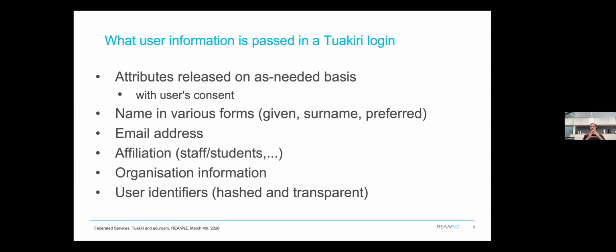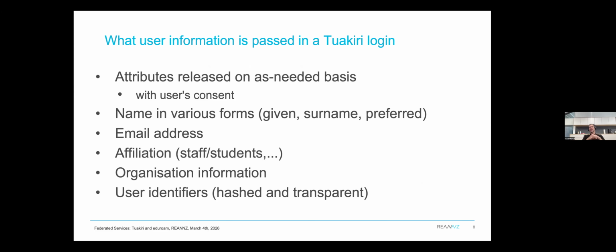If you ask what information is passed about a user in a Tuakiri login, the important part is not everything is released to every service. It is released on an as-needed basis as part of the registration with Tuakiri. The service indicates which attributes will be required. We evaluate whether there is genuine need. And after having that approved, these attributes would get released still with user's consent. So the user would get a consent screen showing the attributes that would be released, and it has to confirm.